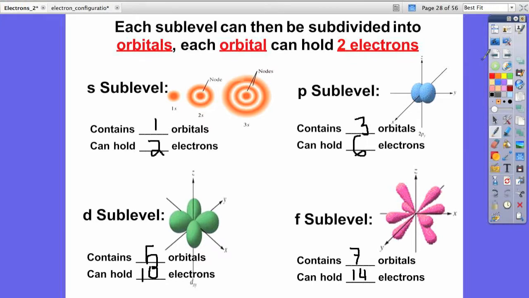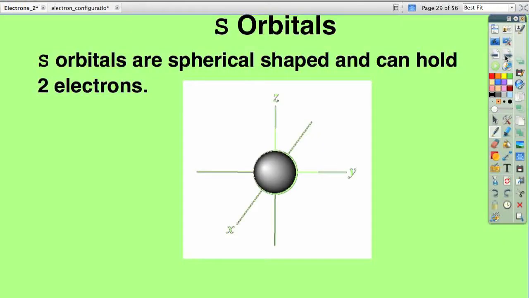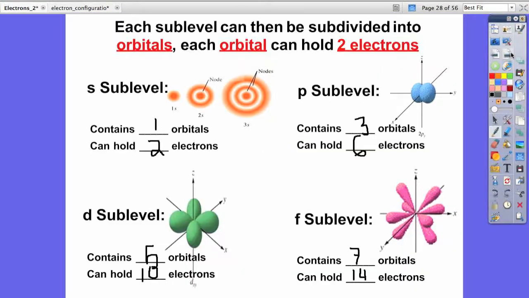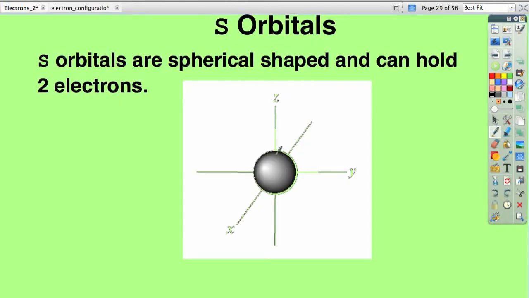This is how they look. So let's take a look in more detail. The S orbital only has 1 orbital that can hold 2 electrons. So S is spherical shaped and can have a maximum of 2 electrons.